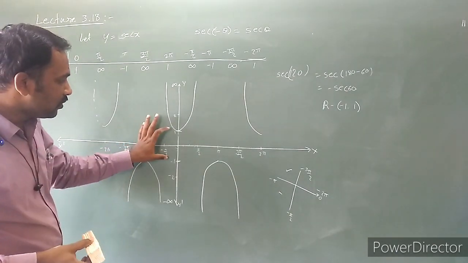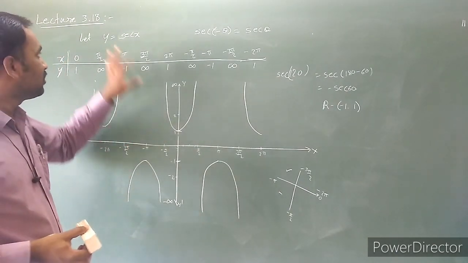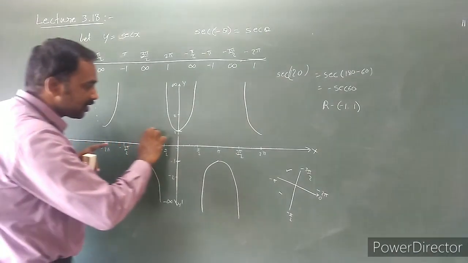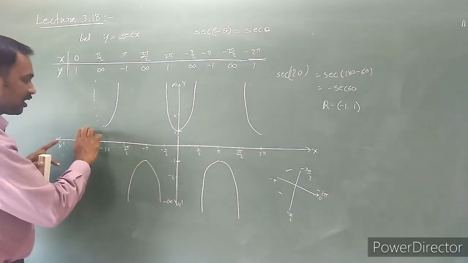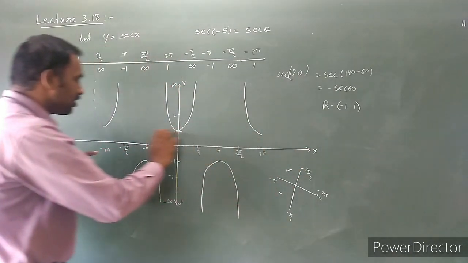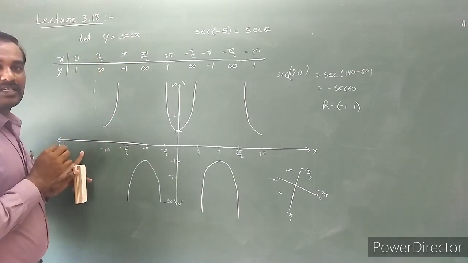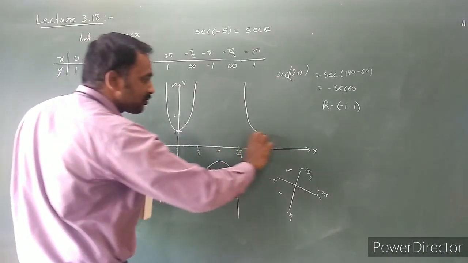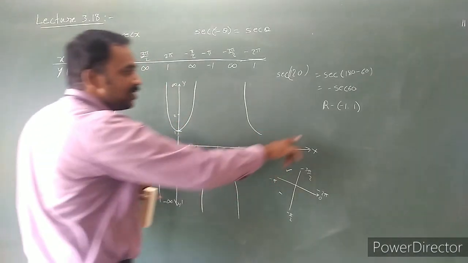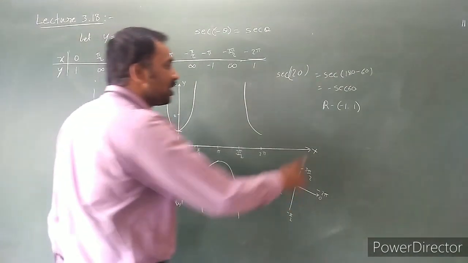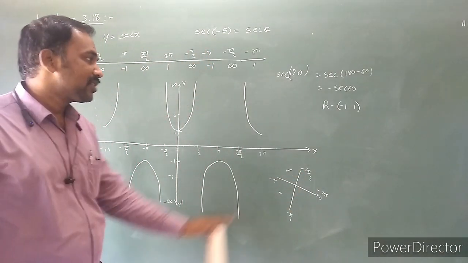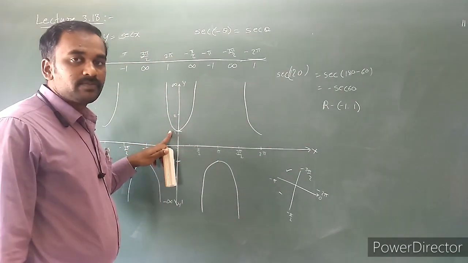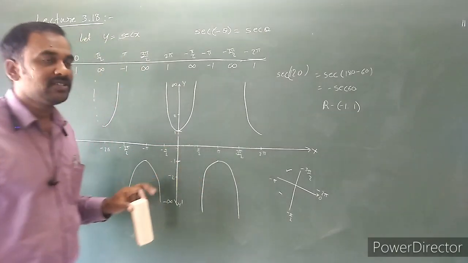Have you taken any values in this interval, minus 1 to plus 1, for the sec function? Between minus 1 and plus 1 there are no y values taken for the sec function. So observe that there are no y values in this interval. For that reason, the range of the function is the set of all real numbers except the open interval minus 1 and plus 1. In an open interval the end points are excluded. That means 1 and minus 1 are kept.